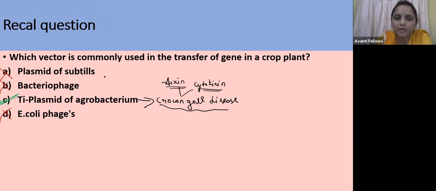Not the E. coli phage, not the subtilis, not the bacteriophage. Bacteriophage infects bacteria, right? It is not used in plants. The E. coli phage also infects E. coli. Phage means it is a virus, right? We are not going to use it here.